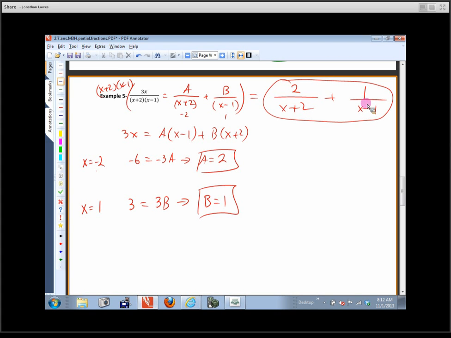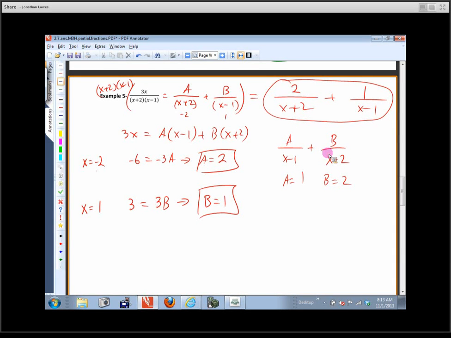Now, yesterday, Raymond asked a question. He said, well, what if I wrote it down this way? What if I wrote x minus 1 first and then x plus 2, and I put an a here and a b here? If you did that and you went through and solved, guess what you'd find out? A would be 1 and b would be 2. Okay? The correct number is going to end up on top of the correct factor.